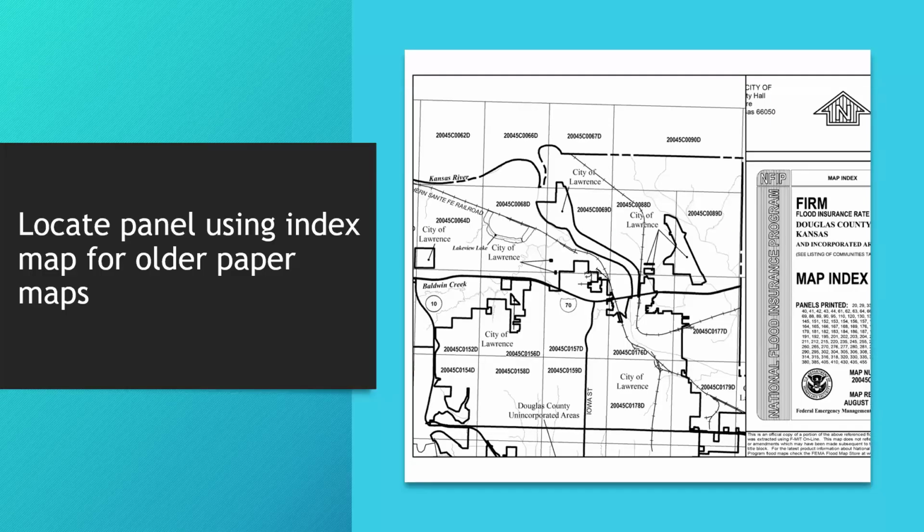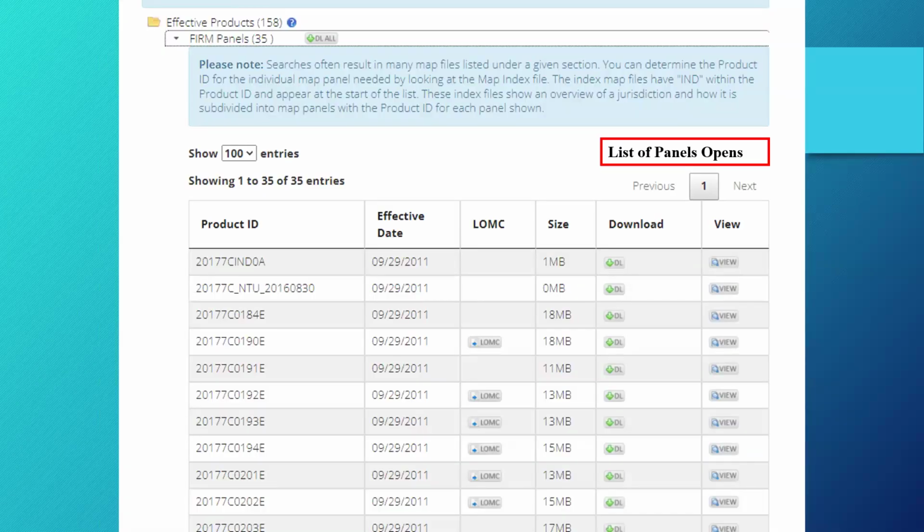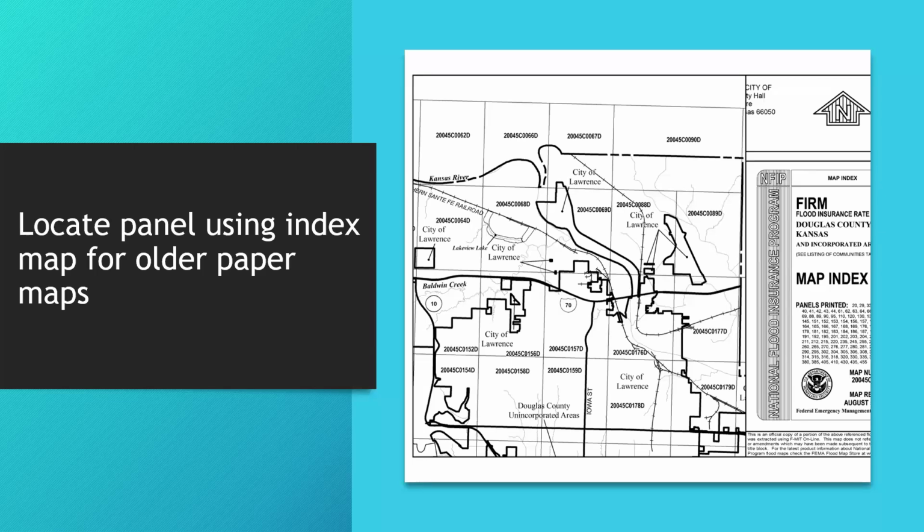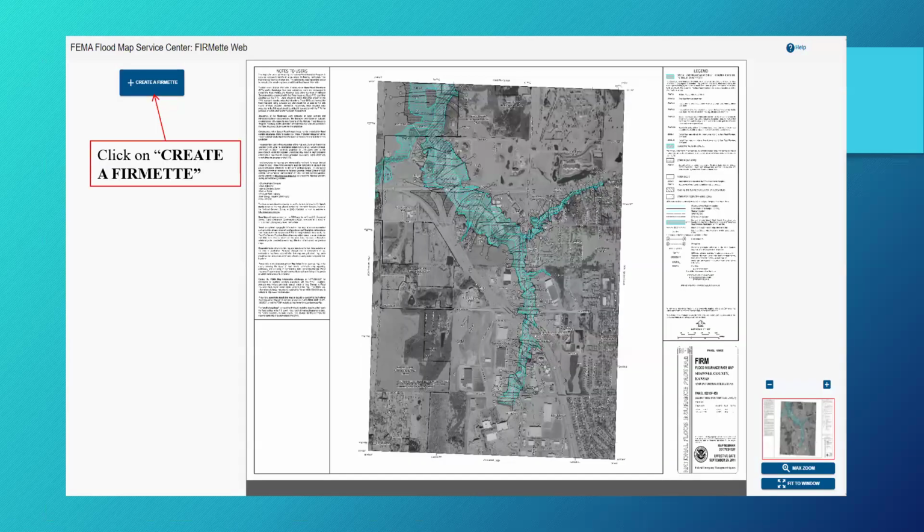So you can locate the panel using the index map, if you have one of these older maps. The first product listed here is the index map. So it says CIND, and that's standard for all of them. The index map shows you basically a map of where all the panels are located and some landmarks to help you narrow down which panel you're looking for. And so this is an older one of Lawrence, and so we have some of those landmarkings. You have the railroad, major highways, some of the larger rivers, and it shows you the city corporate boundaries. So that's helpful when you have to do it this way.